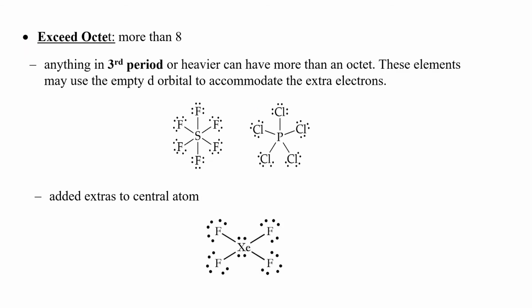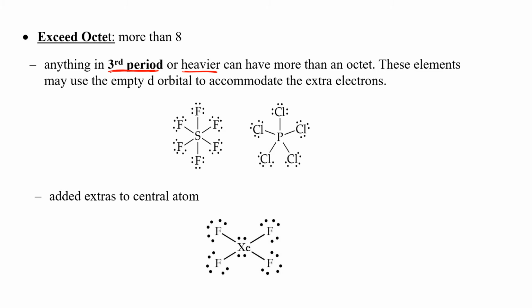Next, we're going to talk about atoms that can exceed the octet rule, meaning they can accommodate more than 8 electrons. So central atoms that can accommodate more than 8, those are anything in the third period or below on the periodic table, third period or heavier. So look at those elements.